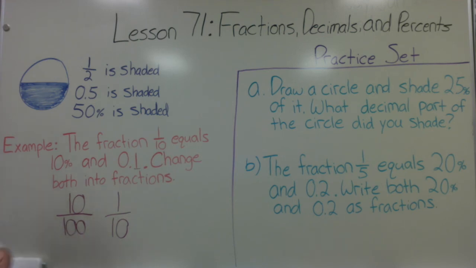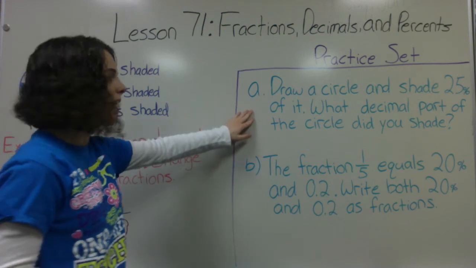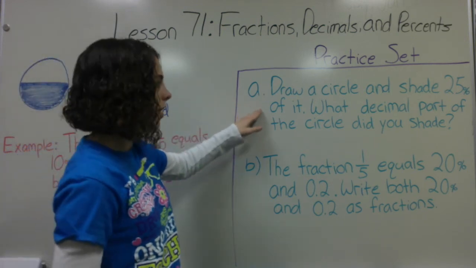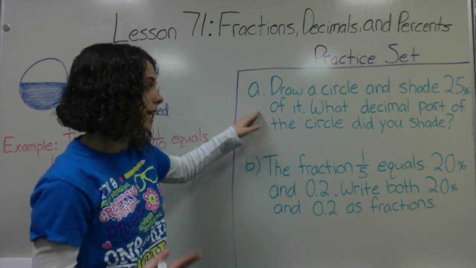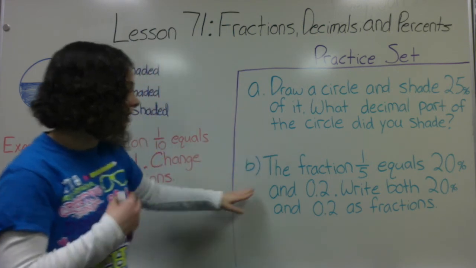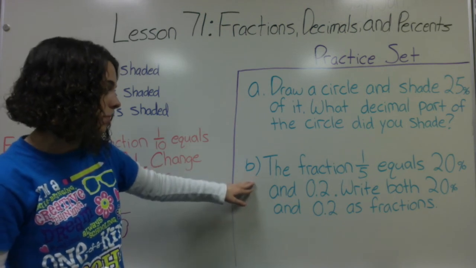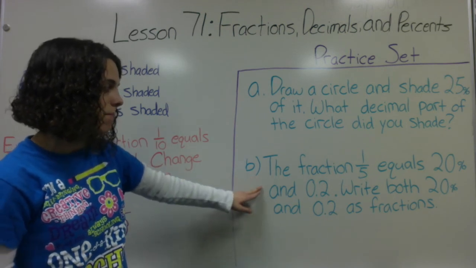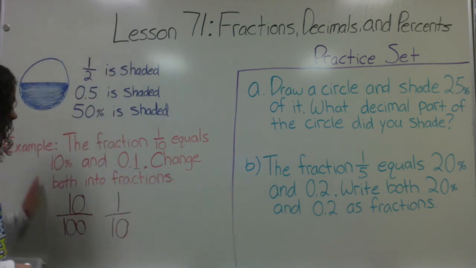Okay, so the practice set problems are A and B. A says draw a circle and shade 25% of it. What decimal part of the circle did you shade? So you're going to write 25% as a decimal. Letter B, the fraction 1/5 equals 20% and 2/10, right? Write both 20% and 2/10 as fractions, very similar to our example problem.